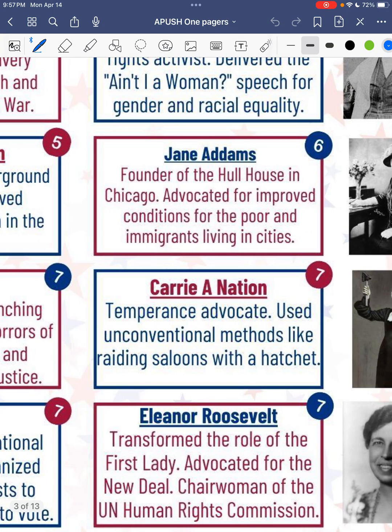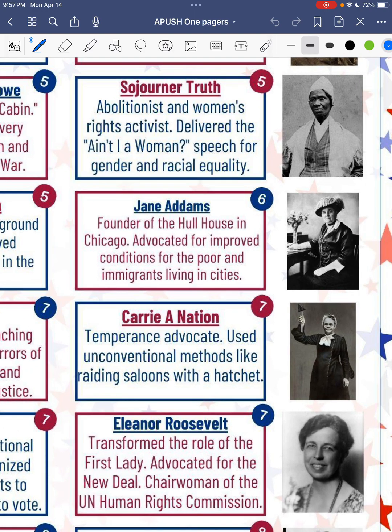Let's move on to Jane Addams. Ooh, I love to talk about Jane Addams. Jane Addams was really influential in time period 6 and time period 7. So think like 1880s-ish. Founder of Hull House in Chicago.